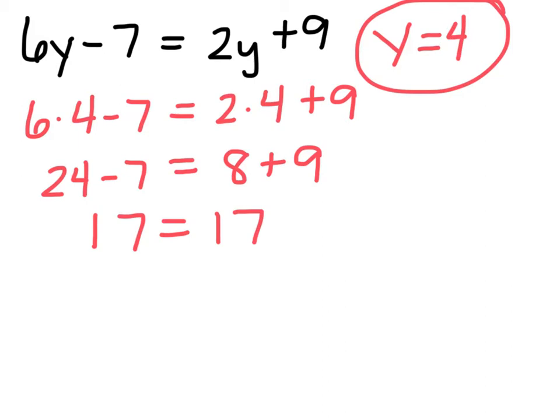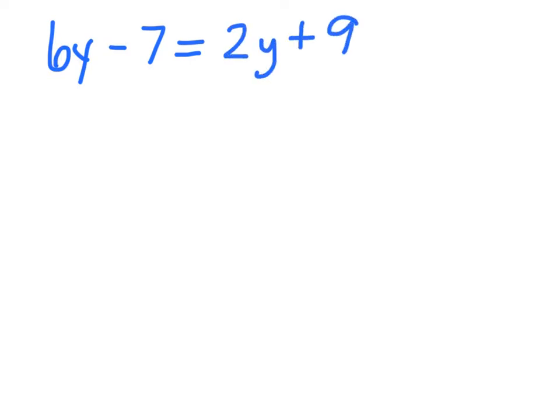Now let's try method 2. Remember, method 2 is the technique where we build up and break down the two different sides to isolate our variable. So let's try that again. Our equation is 6y minus 7 equals 2y plus 9. So we'll begin by isolating our y's. We want to get our y's alone.